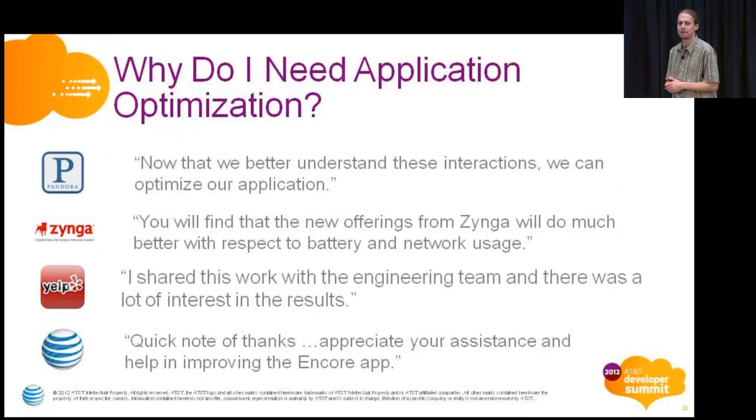So why do you need application optimization? Here's some folks who've used it. Pandora: now that we better understand these interactions, we can optimize our application. We had some folks from Zynga at our developer summit as well: you will find that new offerings from Zynga will do much better with respect to battery and network usage. We worked with Yelp. I shared this work with the engineering team, and there was a lot of interest in the results. And then finally, we're AT&T. We have a lot of apps on our own. And so, of course, we're going to eat our own dog food.